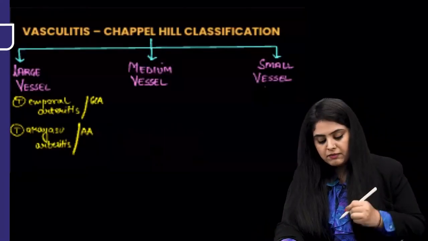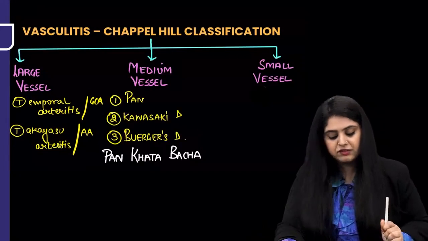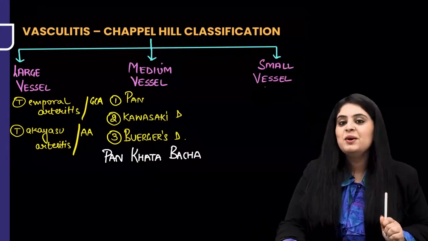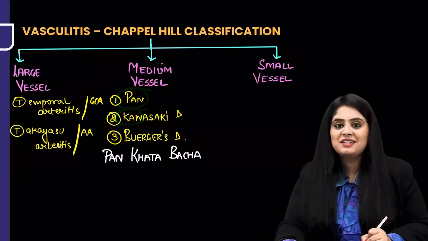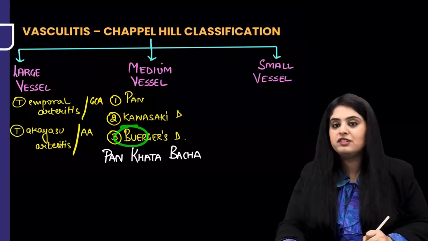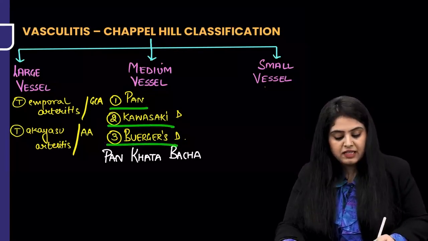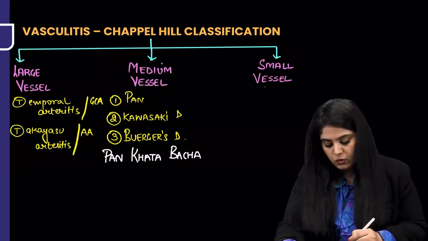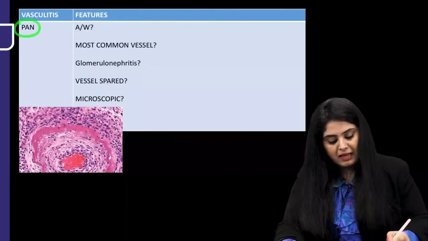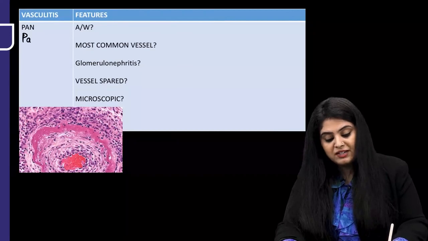Now we go on to the medium vessel vasculitis. For medium vessel vasculitis, we have pan khata bachcha. What is pan khata bachcha? That means there is pan, there is Kawasaki or khata, and bachcha is Berger's. Repeating, pan, Kawasaki and Berger's come under medium vessel, so I call it pan khata bachcha. Let's get going. In medium vessel, what is pan? Pan that you were calling it, it is polyarteritis nodosa.